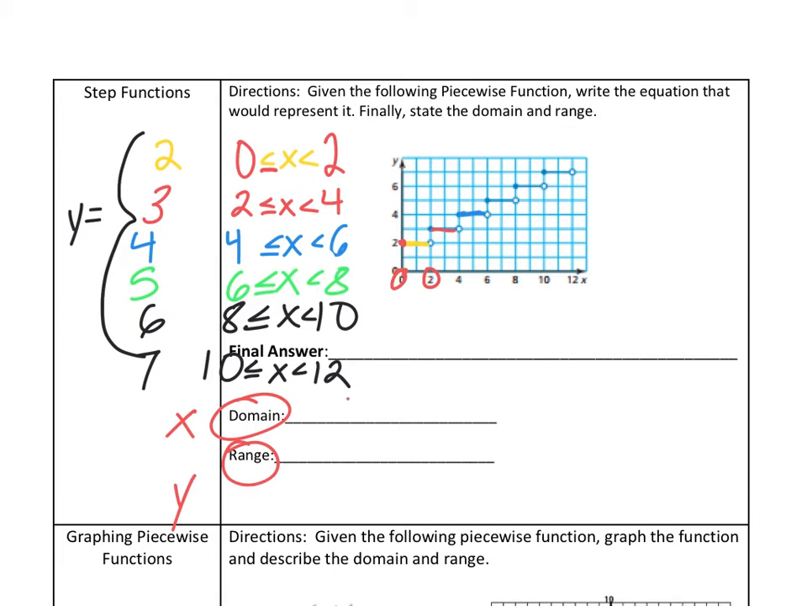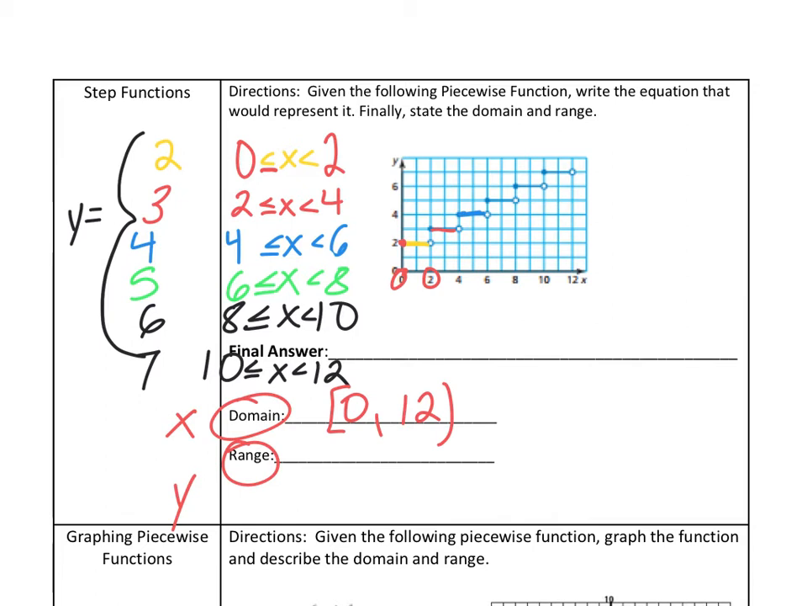So domain, we said we're starting at 0. Is it equal to 0? Is it a closed dot? Yeah, so this should be a bracket. And then where am I going to? 12, right? Is it equal to 12? No. So I can just do a closed or an open parenthesis.